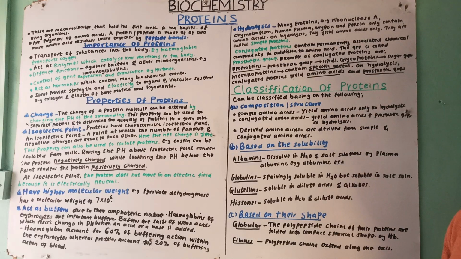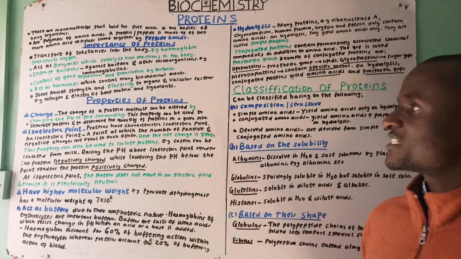So we go to the importance of proteins. The first importance of proteins is transport of substances. Another one, we've said that they act as enzymes, defense mechanisms, they control gene expression, and some of them provide strength and elasticity to organs and vascular systems.